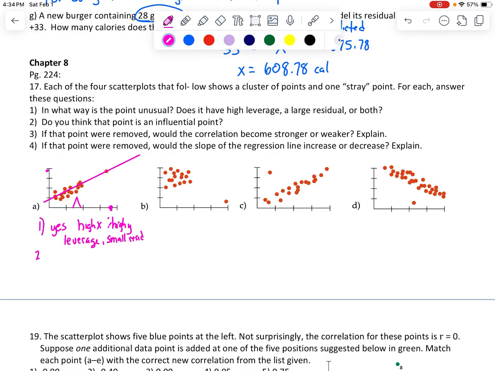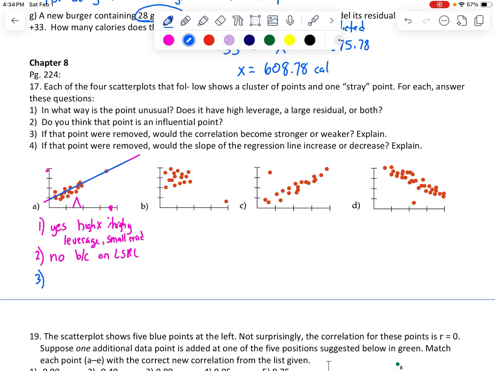Do you think that point is influential? My answer is no, because of the least squares regression line. So remember, it's only going to be influential if it changes the slope of my regression line, okay? And if that point wasn't there, so I'm going to draw a blue line, if that point wasn't there, I have the same exact line essentially because that's where my data was pointed, okay?